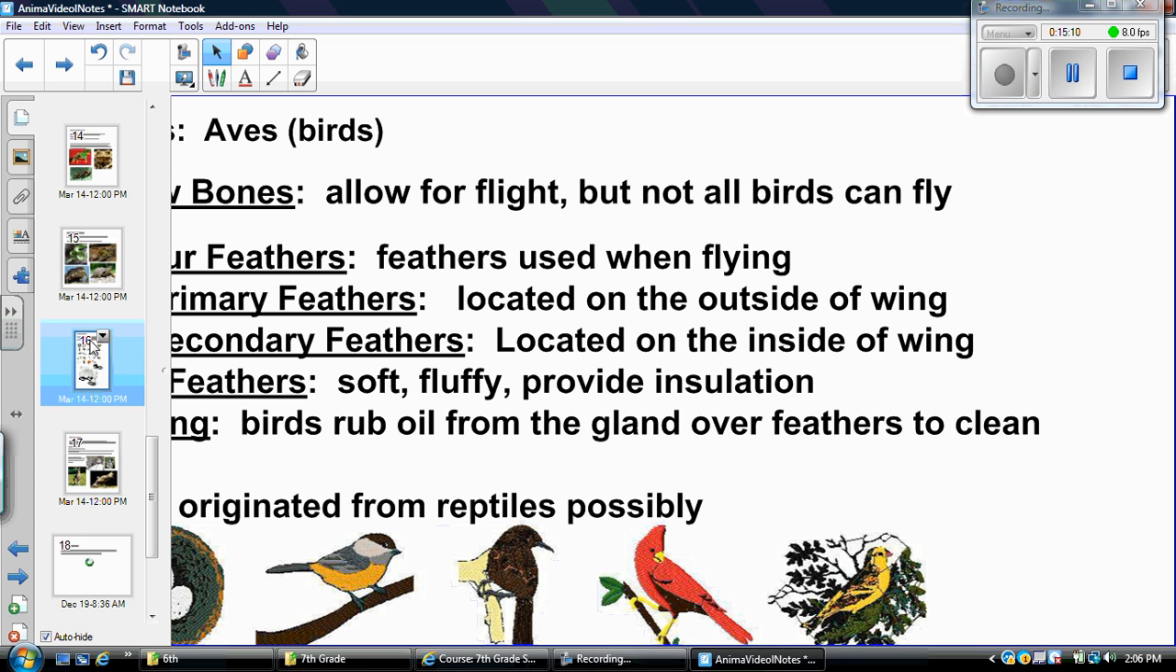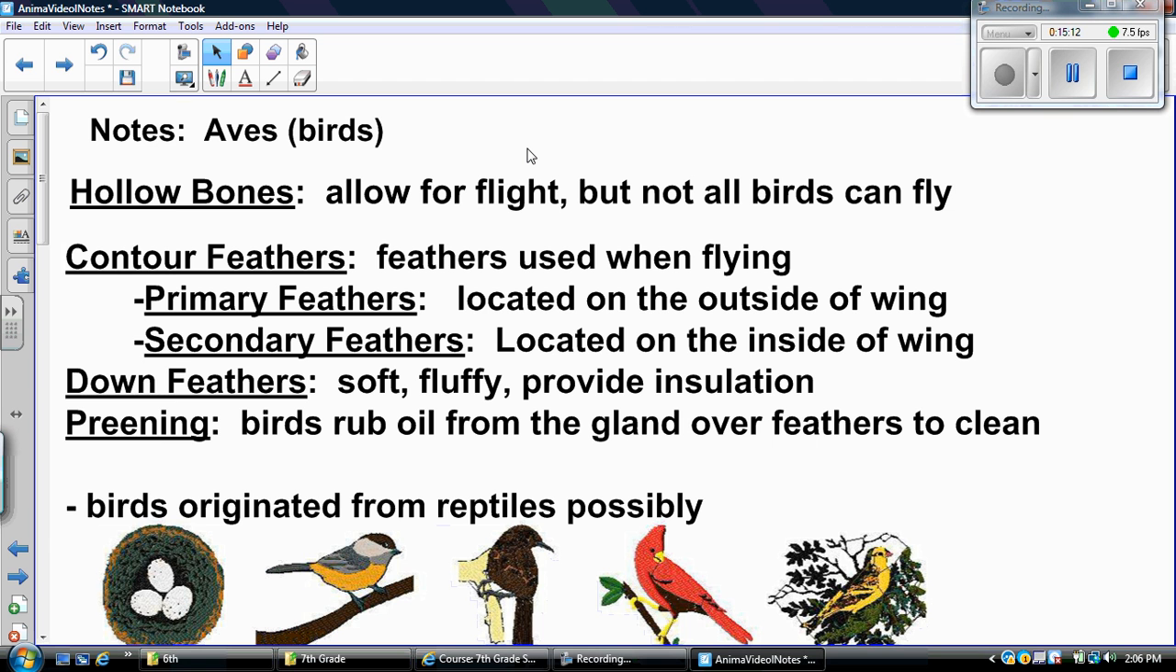Two more. Aves, birds. They have hollow bones so that they can fly. We do not have hollow bones. That's one of the reasons why we can't fly. But not all birds can fly. Remember our video on the Galapagos Islands? There were birds there that could not fly.